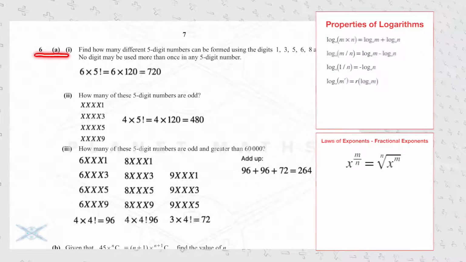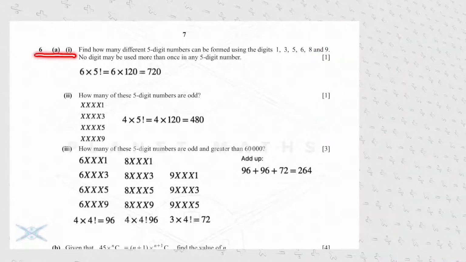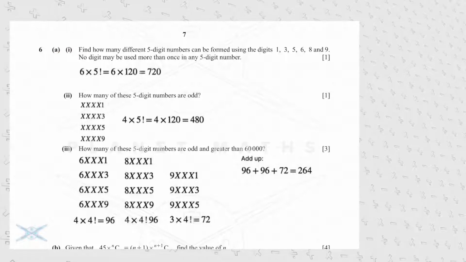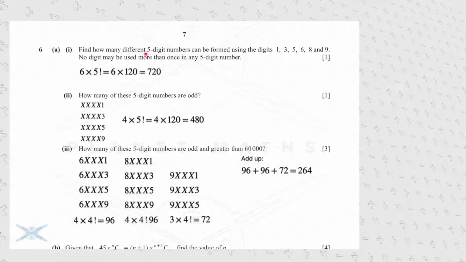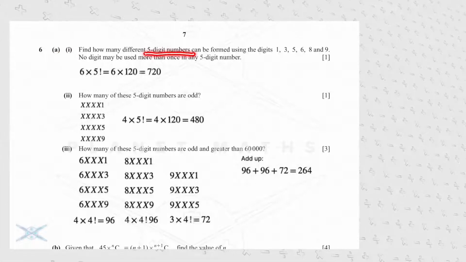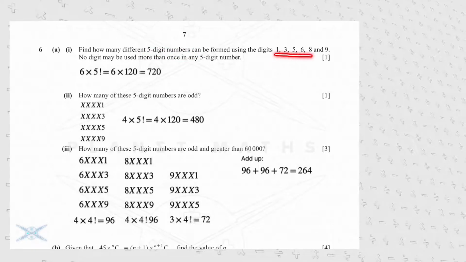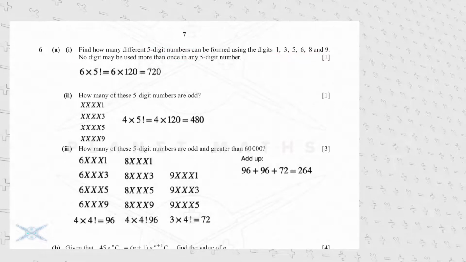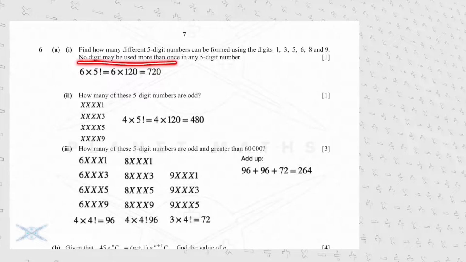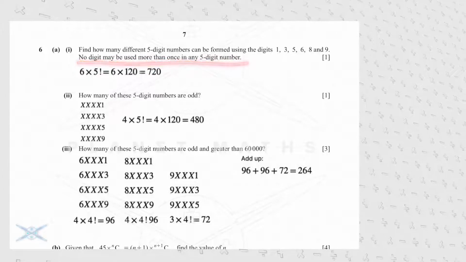In part A1 of exercise 6 of this exam paper, we are asked to find out how many different 5-digit numbers can be formed using the digits 1, 3, 5, 6, 8 and 9, whereby no digit may be used more than once in any 5-digit number.